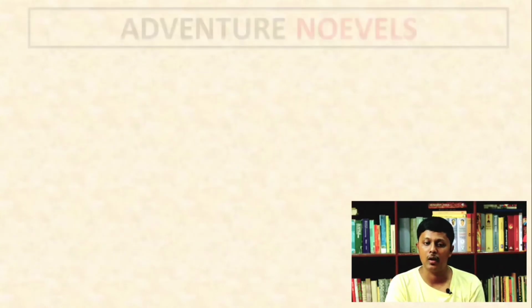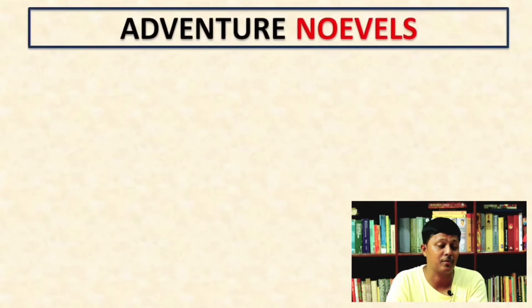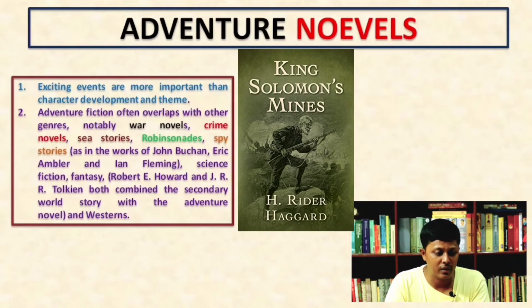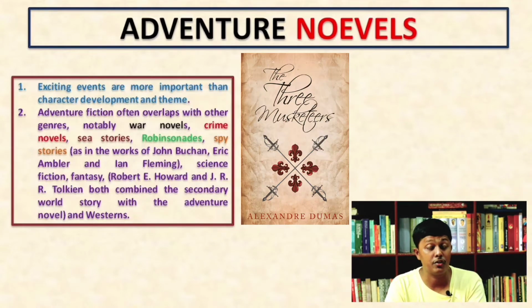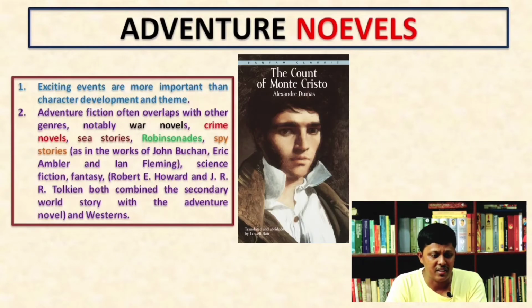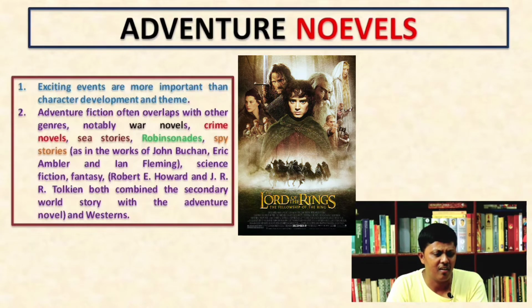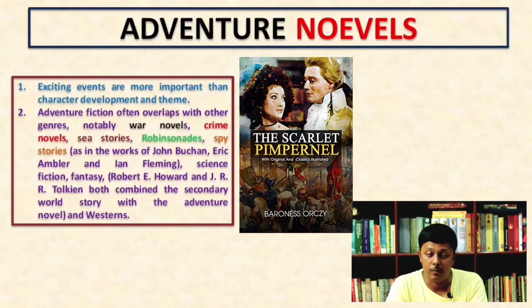Moving on to the next one, the adventure novels. Again, as the name suggests, there has to be adventure or adventures. Exciting events are more important than character development and theme. Adventure fiction often overlaps with other genres, such as war novels, crime novels, sea stories, Robinsonades, spy stories, etc., as in the works of John Buchan, Eric Ambler, Ian Fleming's James Bond, as we all know. Science fiction, fantasy, Robert E. Howard Jr., J.R.R. Tolkien, both combined a secondary world story with the adventure novel and westerns.